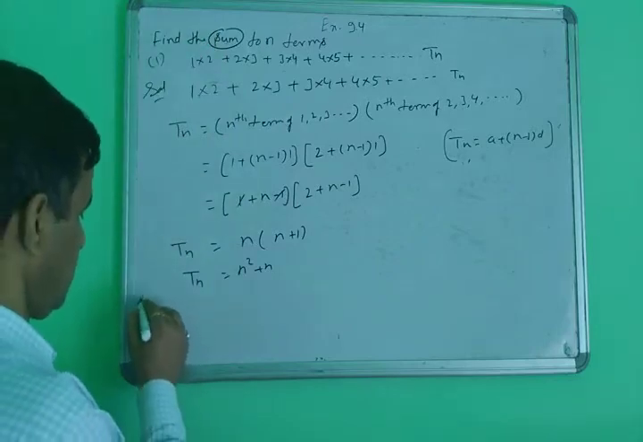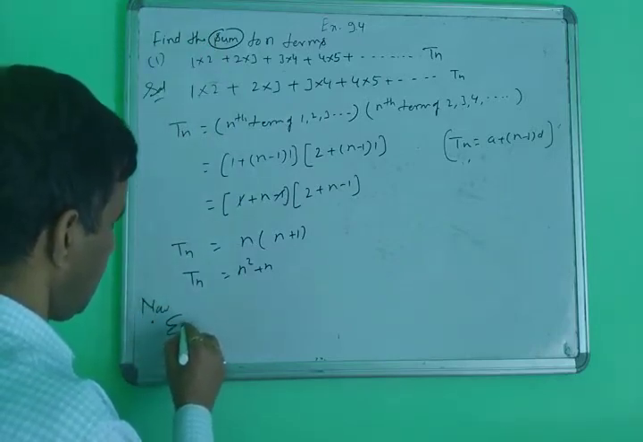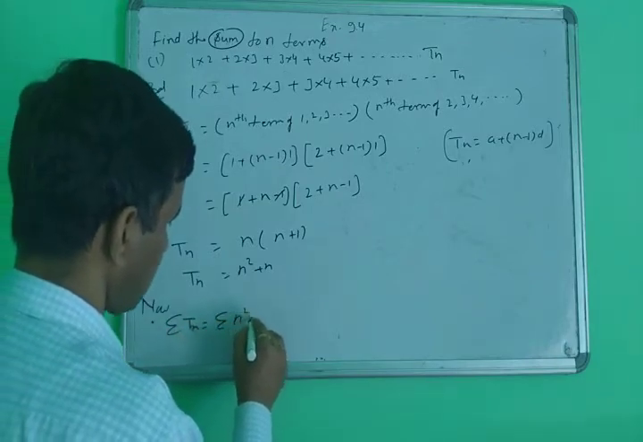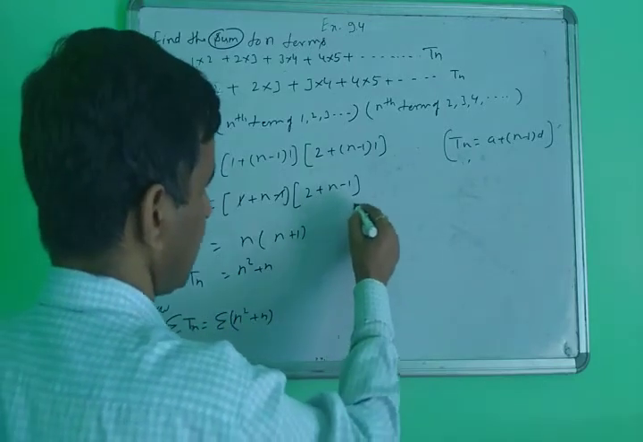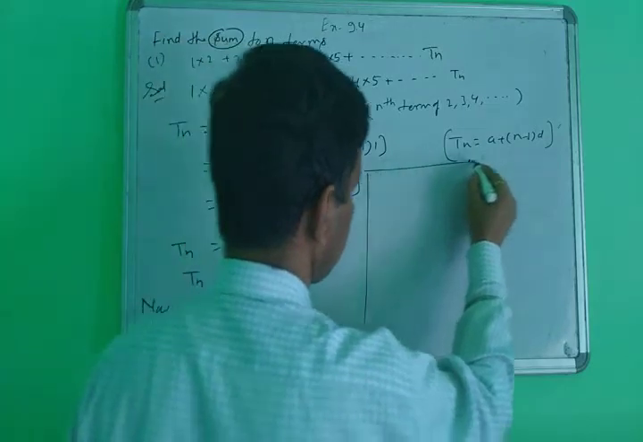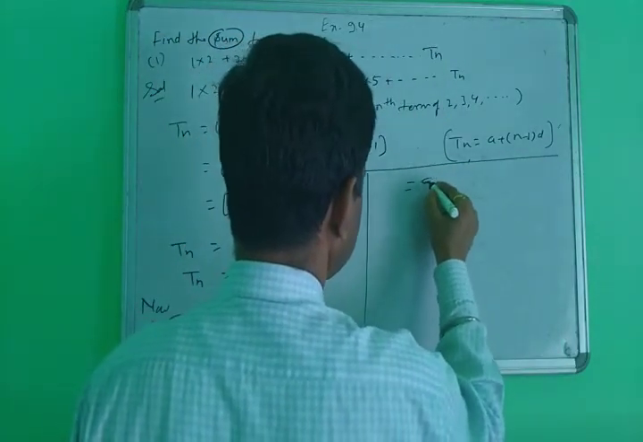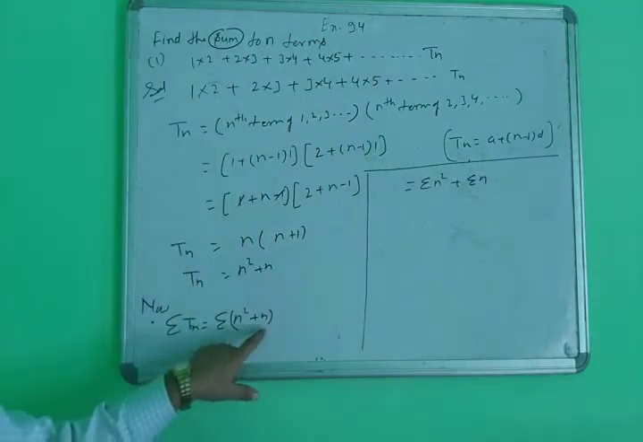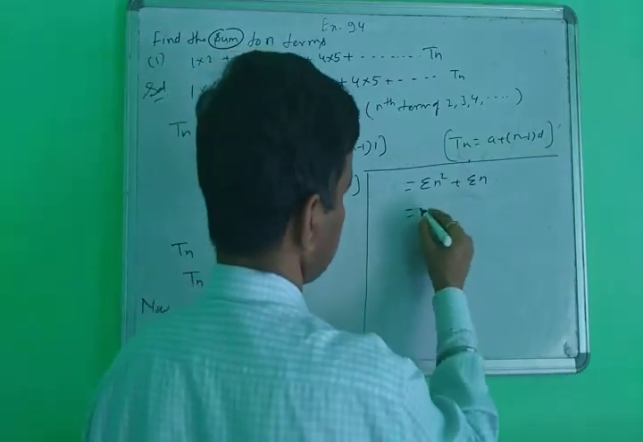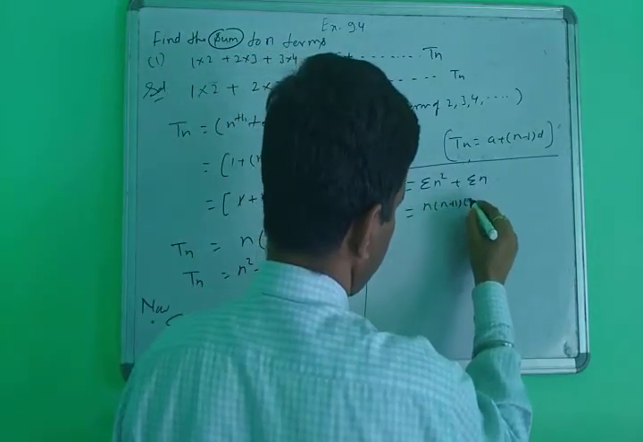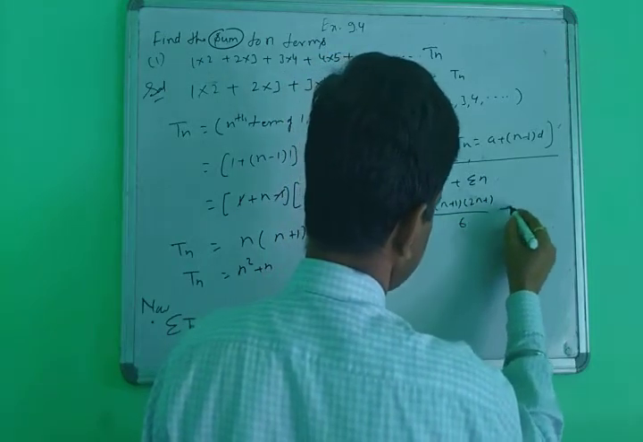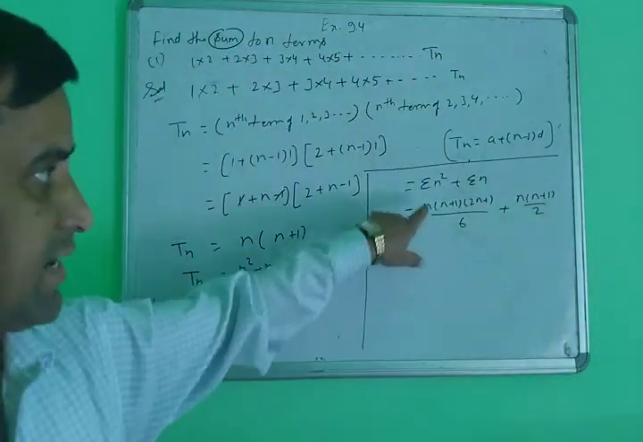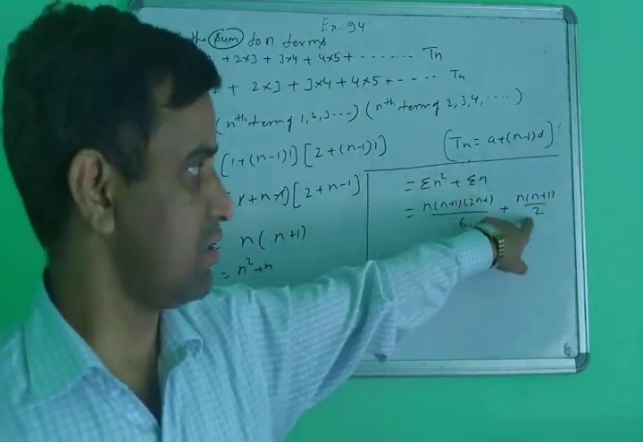So now sigma Tn equals n square plus n. After that you will write sigma n square plus sigma n, separating it as sigma n square plus sigma n. You know sigma n square is n into n plus 1 into 2n plus 1 upon 6, and sigma n is n into n plus 1 upon 2. These are the identities of sigma n square and sigma n.